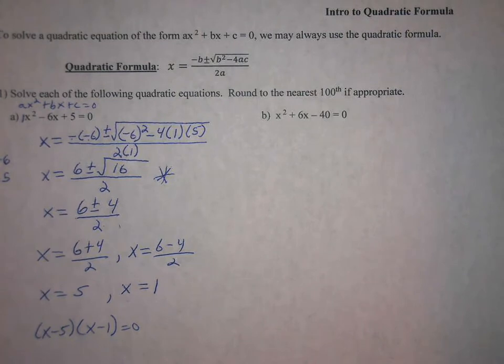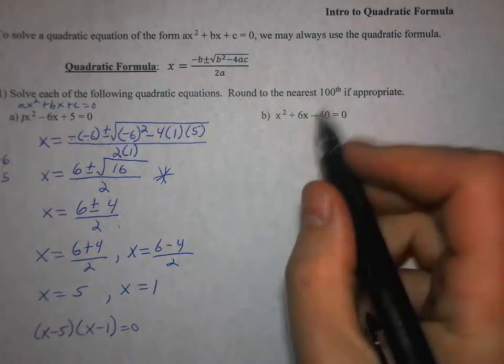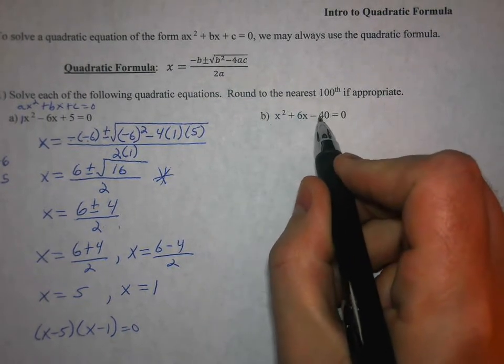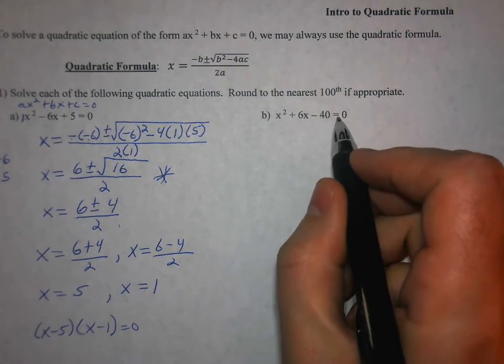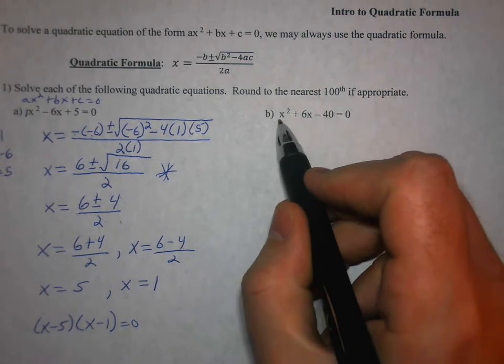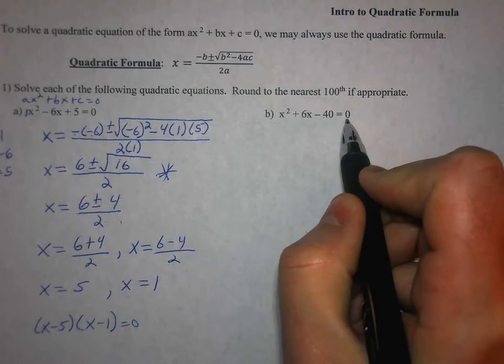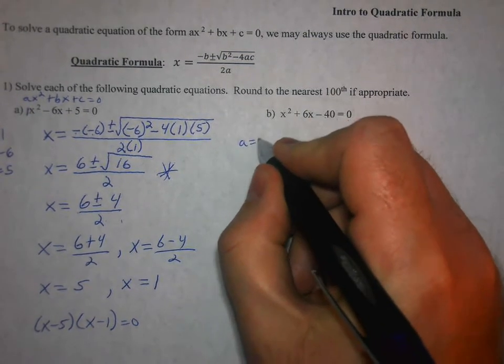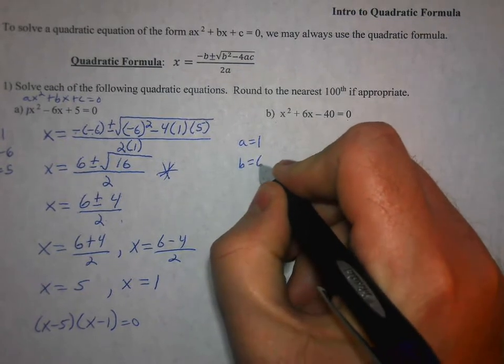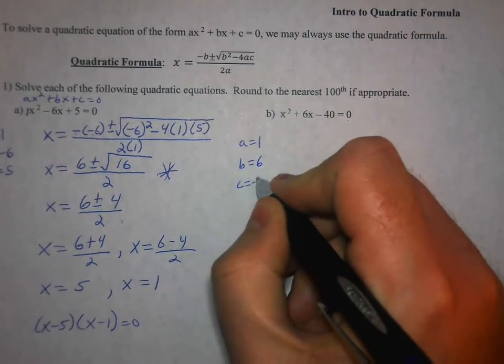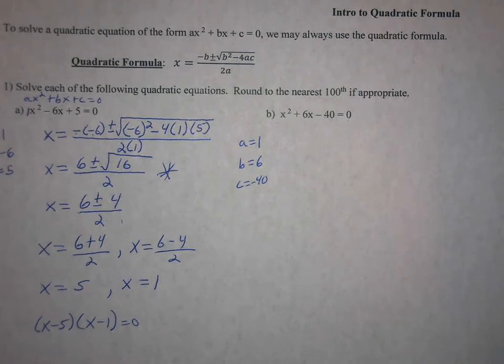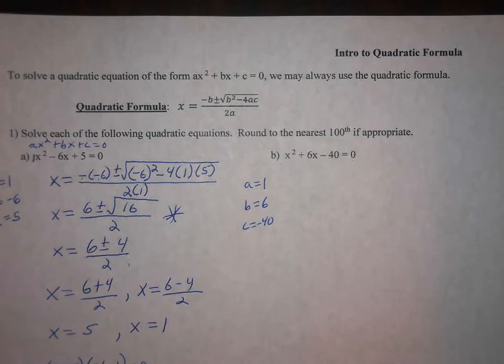Okay, so moving along to part B, for the sake of time in the video, I want you to try it. Identify the A, B, and C. Notice we have the correct form equal to 0, so we have ax squared plus bx plus c equals 0. So A is 1, B is positive 6, and C is negative 40. So pause the video and try to finish that one, and then we'll go on to the next few.